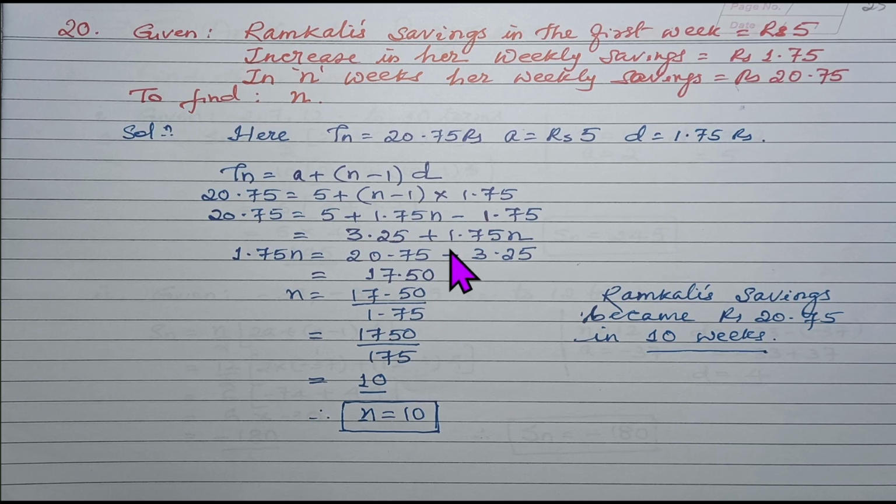Simplify this and be careful, because decimal values are involved. So n is equal to 17.50 divided by 1.75. So removing the decimal point, we get 1750 divided by 175, and that is 10, and n is equal to 10. So therefore Ramkali's savings becomes rupees 20.75 in 10 weeks.